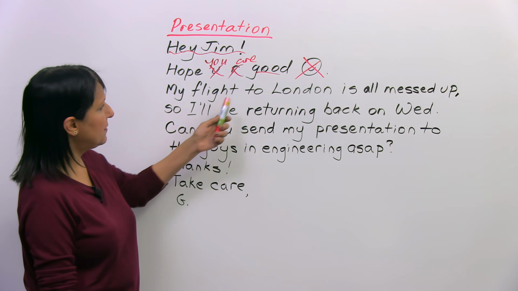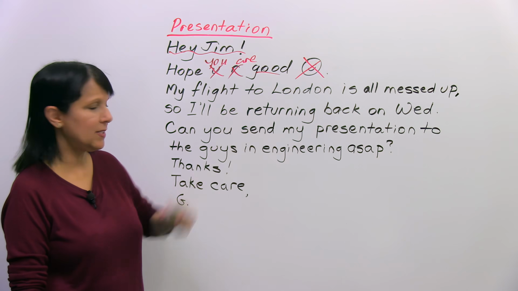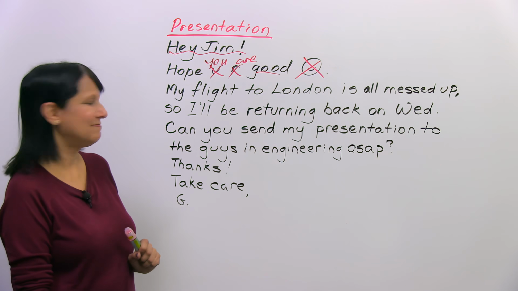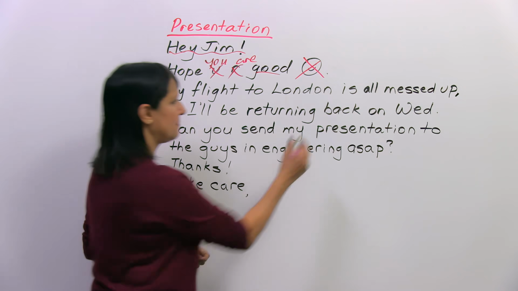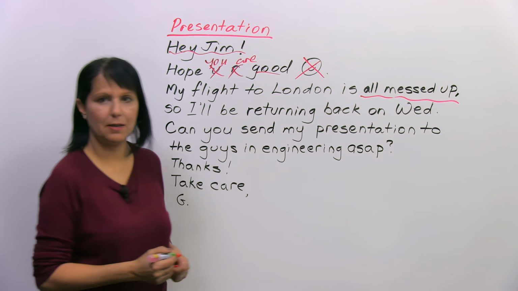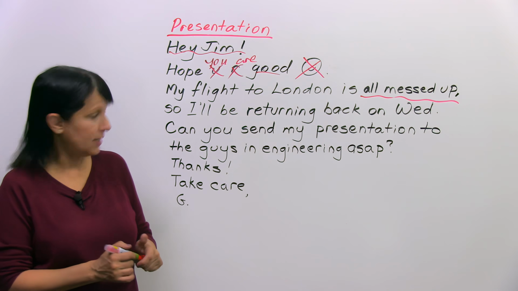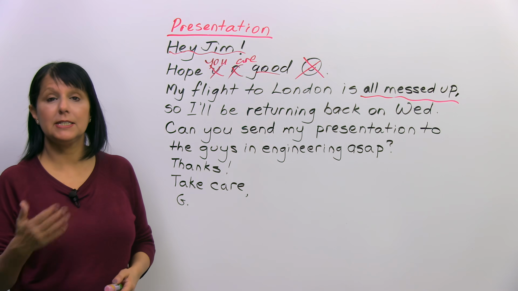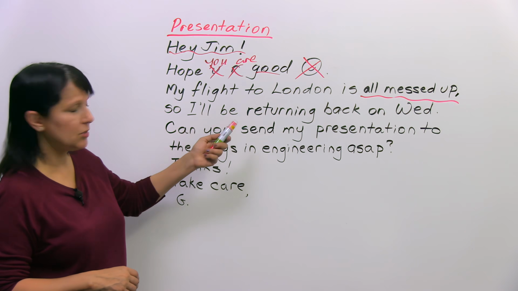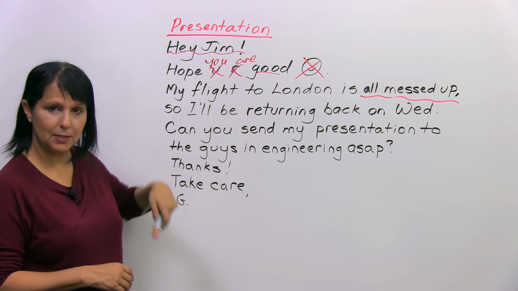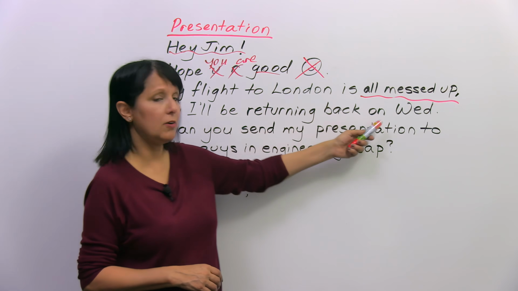Then he says, "My flight to London is all messed up. So I'll be returning back on Wednesday." So, what's wrong there? Okay, "my flight to London is all messed up." So that's slang, and you don't want to use slang. What you could say instead, "My flight to London has been delayed," all right, if that's the situation. And so "I will be returning," or here you could say, because it's somebody you know, you could use the contraction here. So "I'll be returning back on Wednesday."